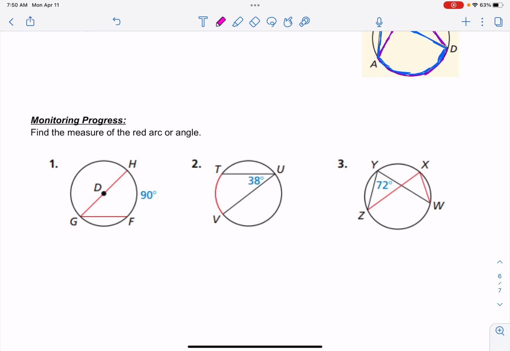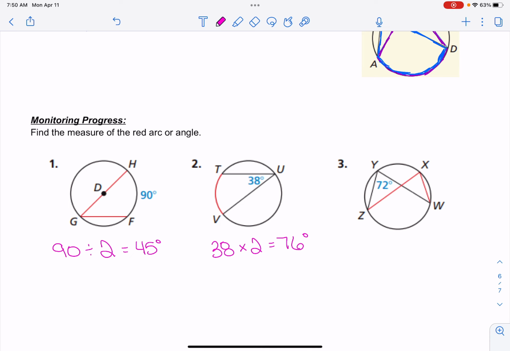All right, and then if we were in class, I would have you guys do these ones on your own. However, since we are not all together, we will just cruise through these really quick. So it says, find the measure of the red arc or angle. So based off of everything we've learned today, we just have to find these measurements. Since we are looking for this angle measure in the first one, that means we're going to take our arc and divide it by 2 to get 45 degrees. In number 2, we are looking for the arc measurement. So we will take 38 and multiply it by 2 to get 76.